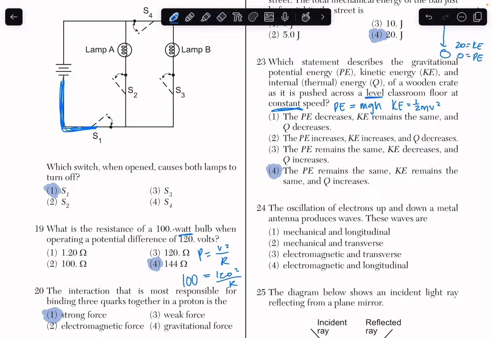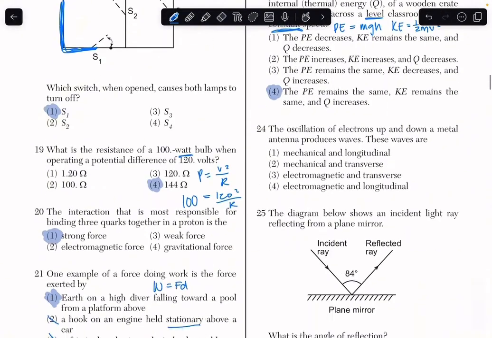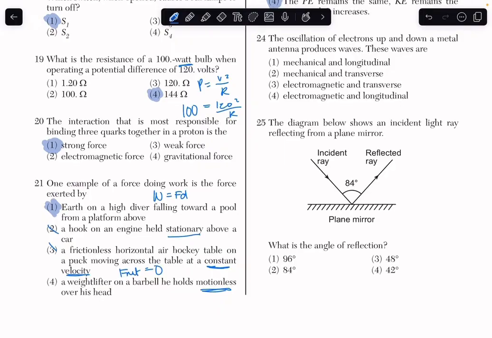But when we're moving the crate, as we push the crate, thermal energy is going to build up. The Q, the thermal energy, is going to increase. Just pretend like you're moving something across the floor and you're moving it for a while. If you touch the bottom of that object, it's going to be a little bit warm after you do it for such a long time. That's because the thermal energy increases. That's why it's 4.